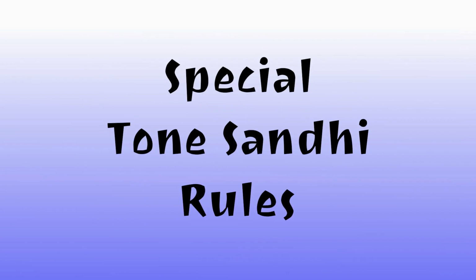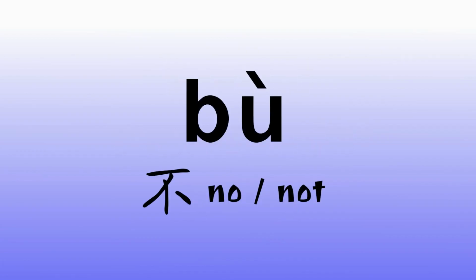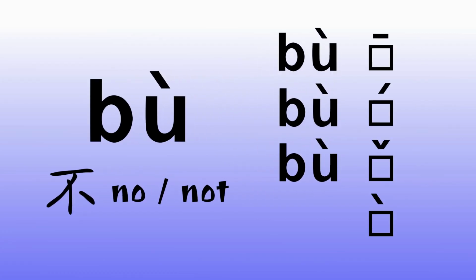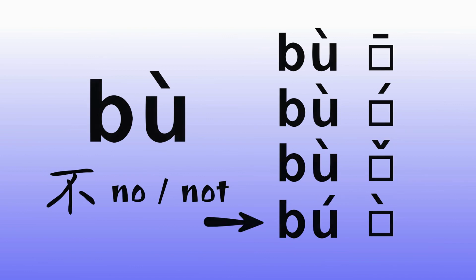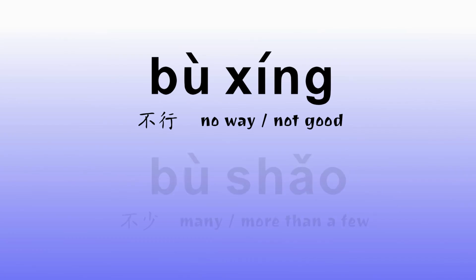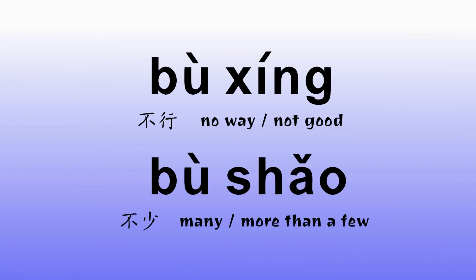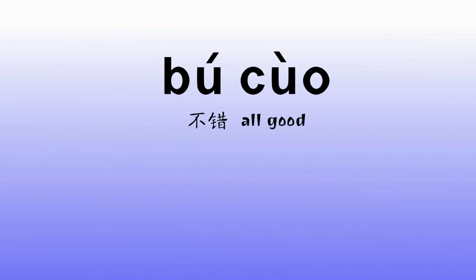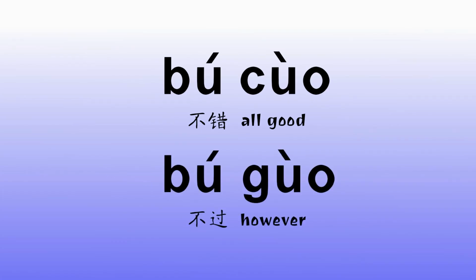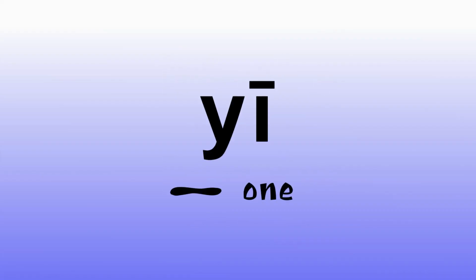The other thing to know before finishing this course is the special tone sandhi rules for two extremely common Chinese words. The first is 不 the word for no or not. It takes the fourth tone, except when it comes in front of another fourth tone. In that case, just like with two third tones, the bu becomes second tone. So for example, 不行, and 不少, but 不错, and 不过.